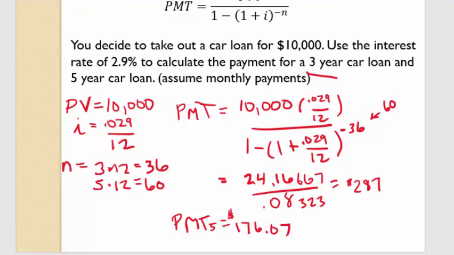You're lowering your payments, but in fact, over the term of each loan, you're paying more interest on the loan at 5 years than you are with the loan at 3 years. Practice calculating these figures again in order to ensure that you get the same answer. Then try working on your worksheet.